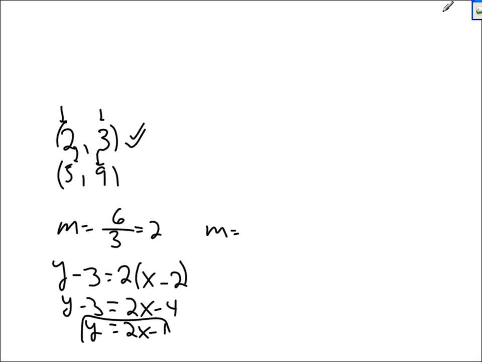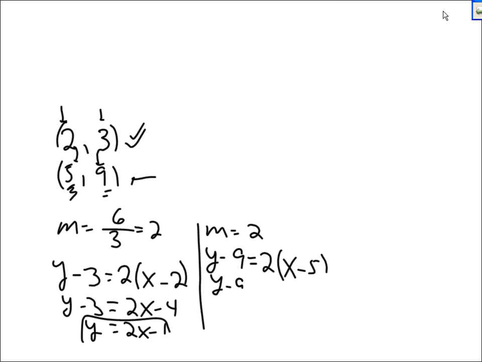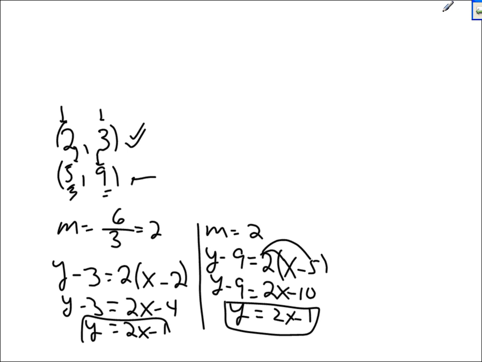Well, the slope is still 2. Now, what if I use the second point? You'll have y minus the y value, which is 9, equals the slope times x minus the x value, which is 5. So y minus 9 is 2x minus 10. If you add 9 to both sides, you get 2x minus 1. You get the same answer. Well, we're going to have a similar thing in R3.